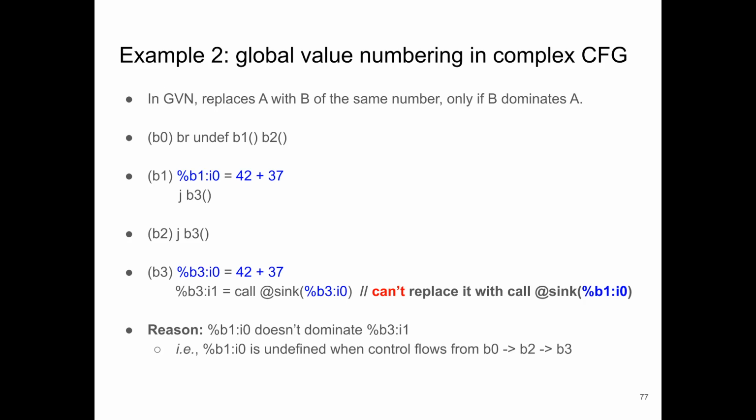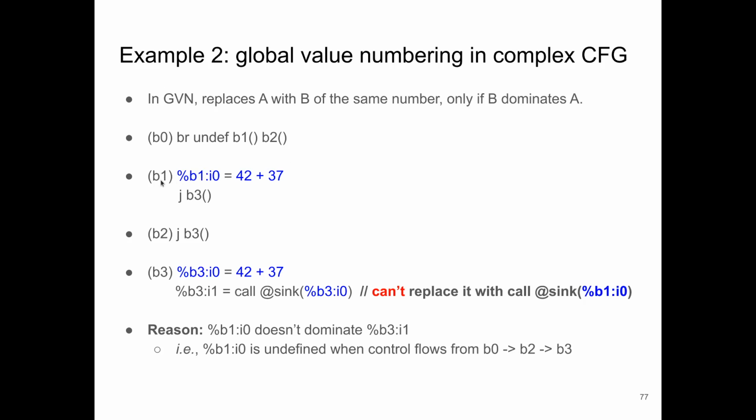The second example illustrates why such a complex control flow graph complicates matters here. Here we are going to see an example with 4 blocks. At the beginning of the function, in b0, we're going to non-deterministically branch to b1 or b2. This undef is a non-deterministic value, and we either go to b1 or b2, and we don't know yet. It is only decided at the execution of this program.